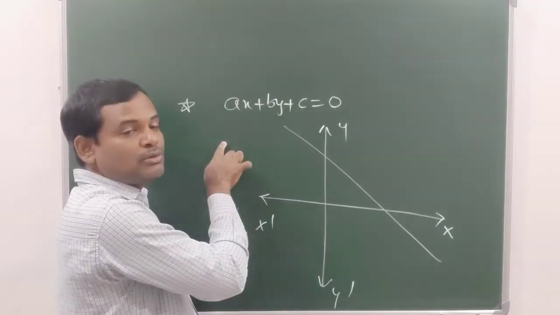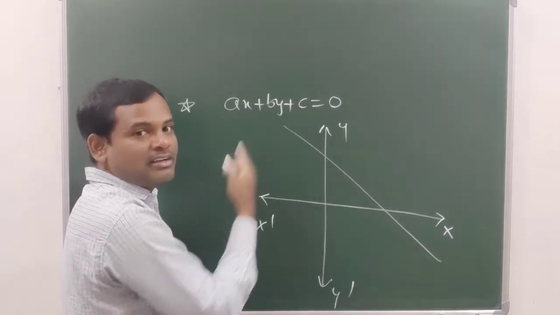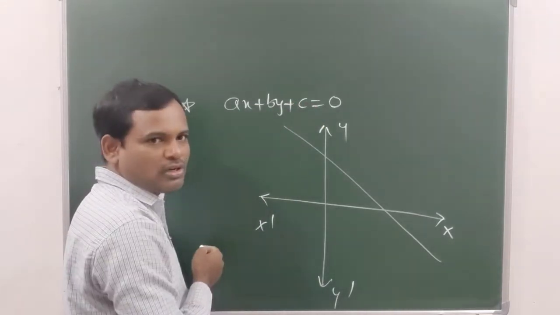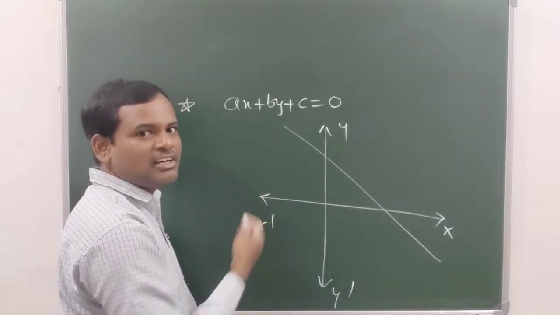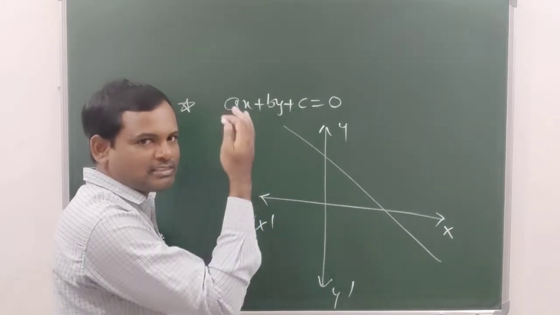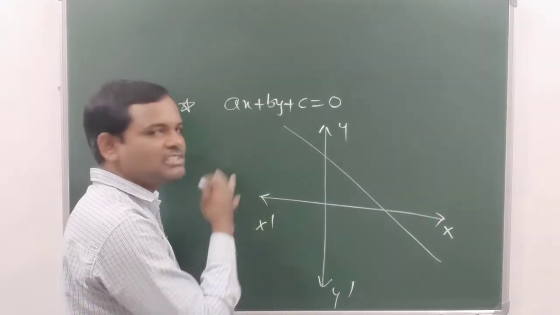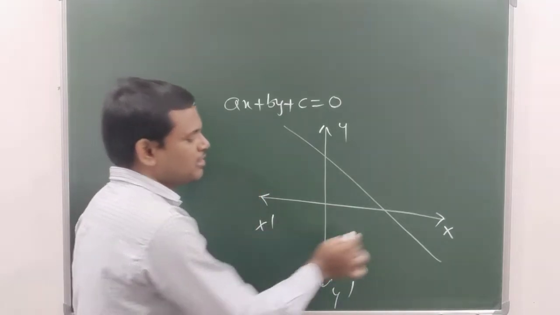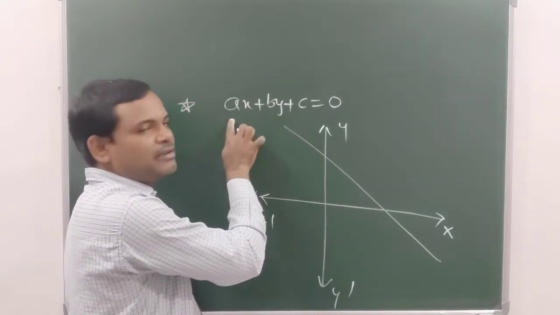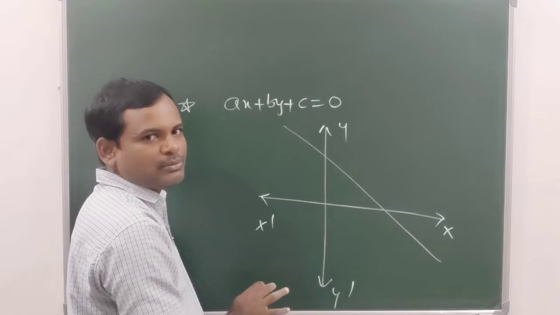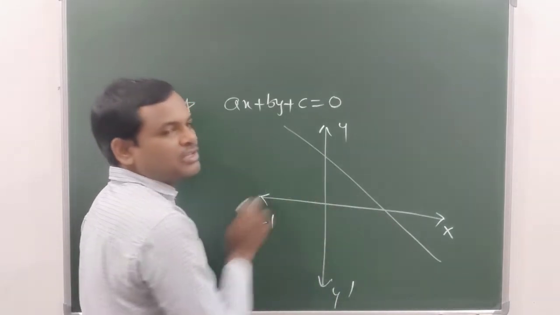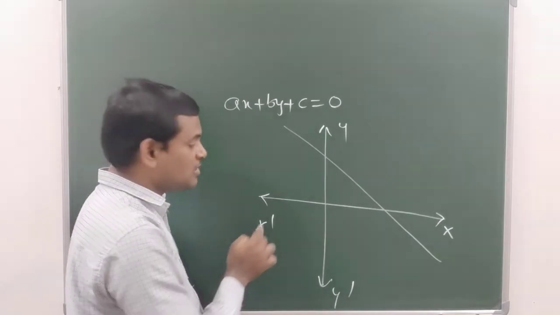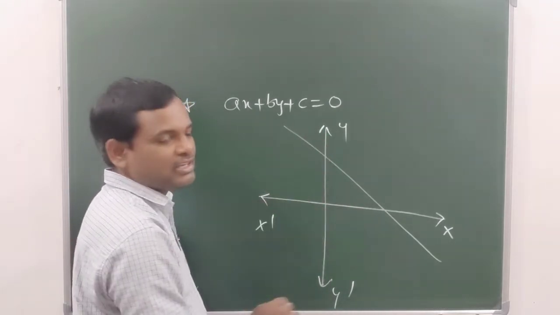If a equal to 0 or b equal to 0, we get other forms of the line. About those forms of the line we will discuss in the various forms of the lines. But now in this class we are discussing only the slope of the straight line. Now observe here, a and b are not equal to 0. I have assumed a line like this. It is not parallel to the x-axis, not parallel to the y-axis.